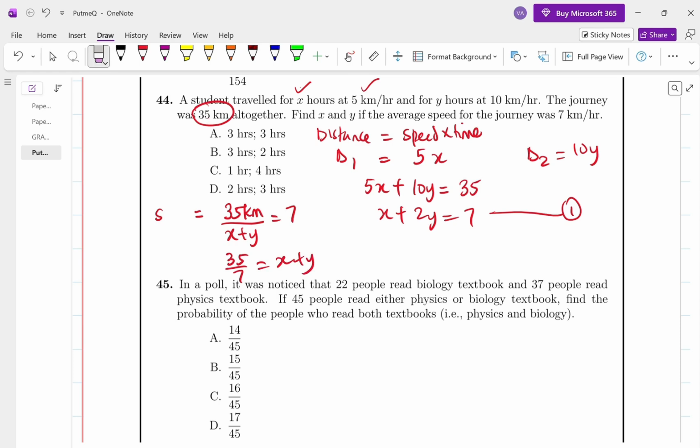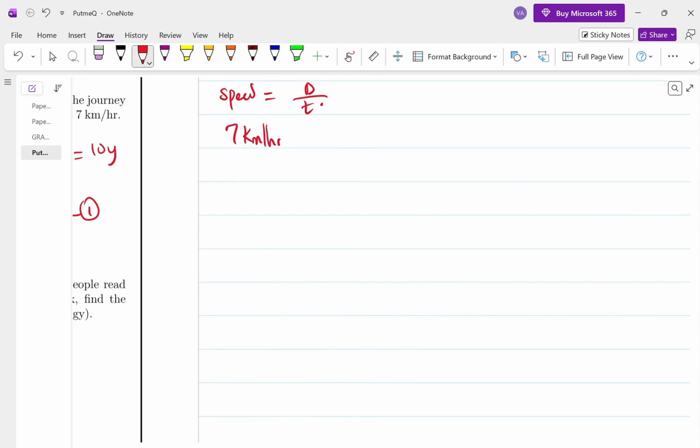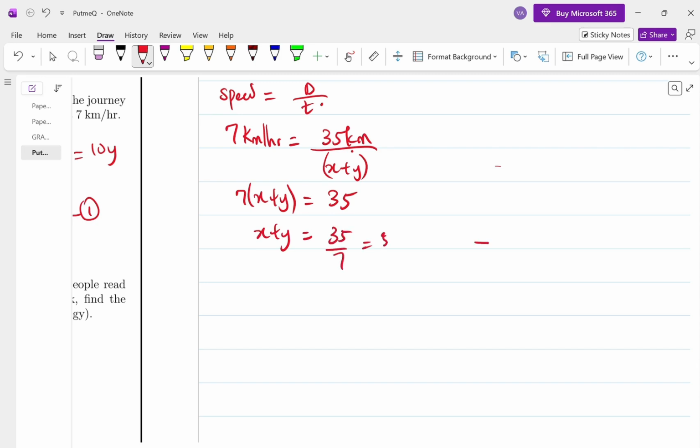So you could take the 35 here. Let me just do this separately on this side. Okay, so speed is distance over time. So we have 7 kilometers per hour. The distance is 35 kilometers and the sum of the time is x plus y. So you could say 7 brackets x plus y, when you cross multiply, is equal to 35. So to get x plus y, you divide by 7. So that's 35 over 7, and that will give us 5.